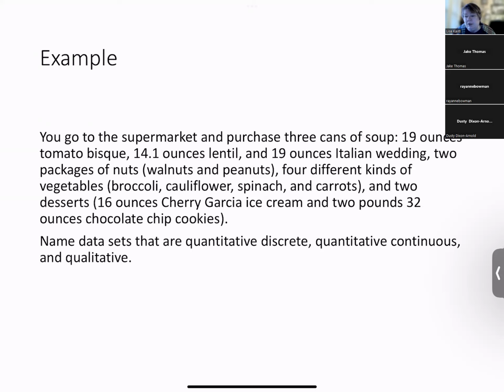Okay, so let's just do a quick example here. You go to the supermarket, you buy 3 cans of soup, and they give you the number of ounces in each can of soup, 2 packages of nuts, you have walnuts and peanuts, 4 different kinds of vegetables, broccoli, cauliflower, spinach, and carrots, and 2 desserts, Cherry Garcia ice cream and chocolate chip cookies. Name the data sets that are quantitative, discrete, quantitative, continuous, and qualitative.